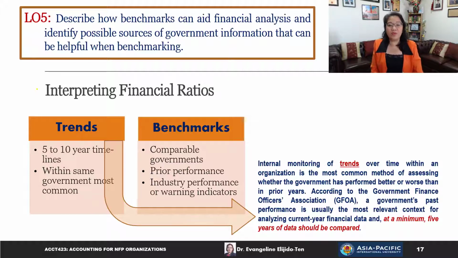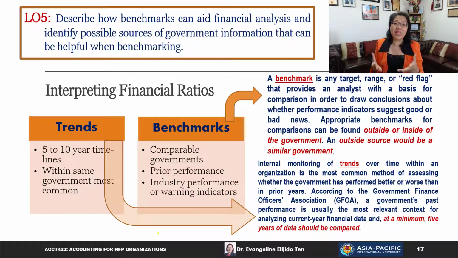According to the Government Finance Officers Association, the GFOA, a government's past performance is usually the most relevant context for analyzing current year financial data, and at a minimum, 5 years of data should be compared. In terms of benchmarks, a benchmark is any target, range, or red flag that provides an analyst with a basis for comparison in order to draw conclusions about whether the performance indicators suggest good or bad news.